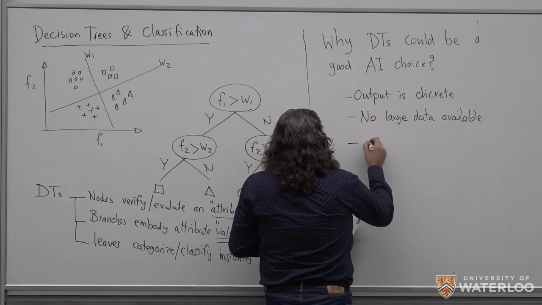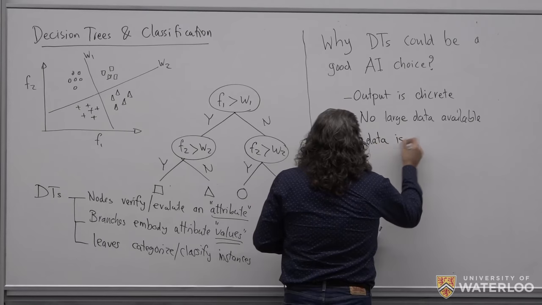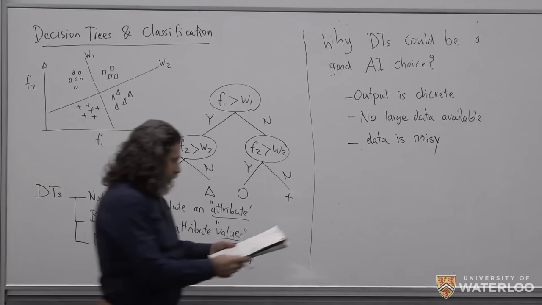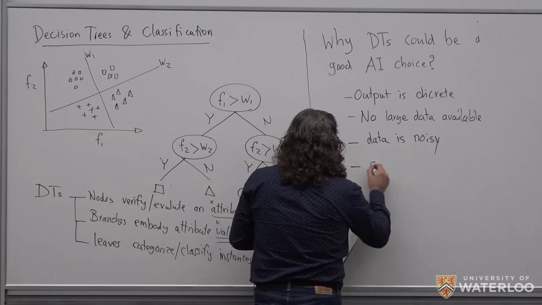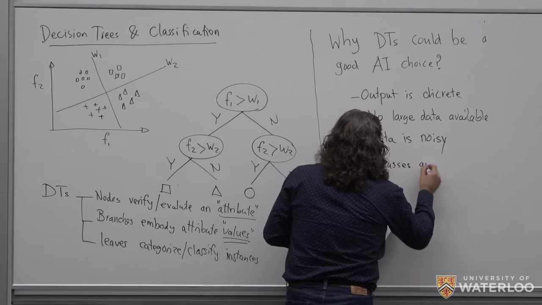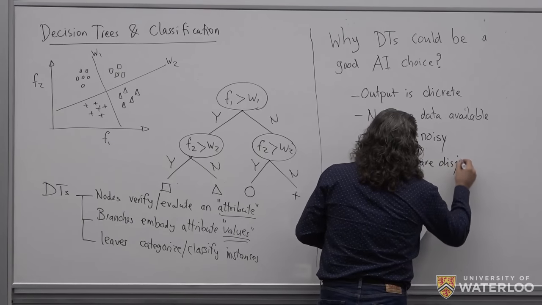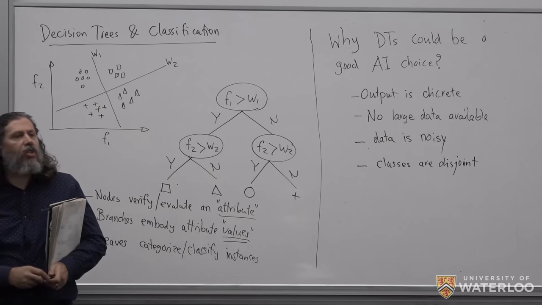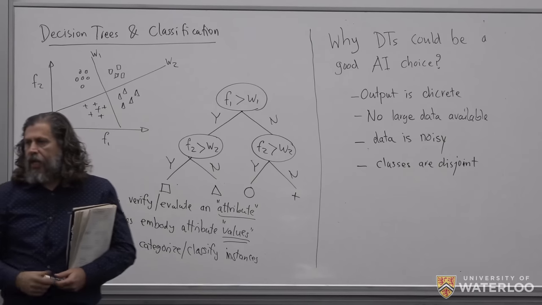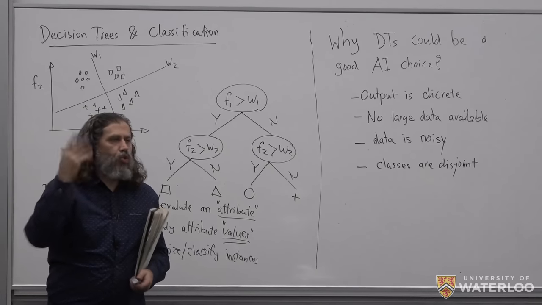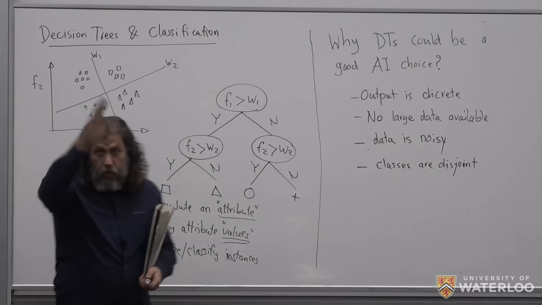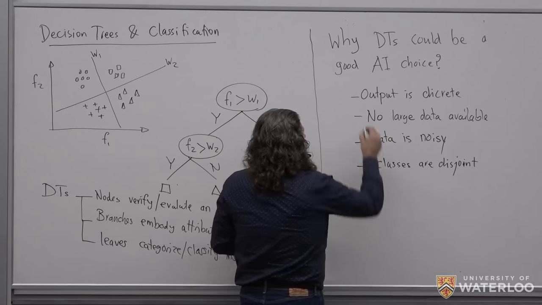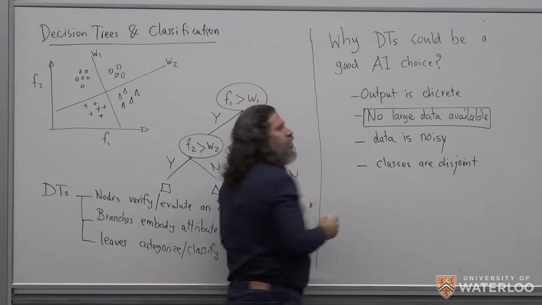We use decision trees if the data is noisy. We use decision trees when classes are disjoint. When we know they are disjoint. When we know that a square does not share anything with a circle. An elephant does not share anything with a mouse. And there are some other reasons. For me, this is the major reason.